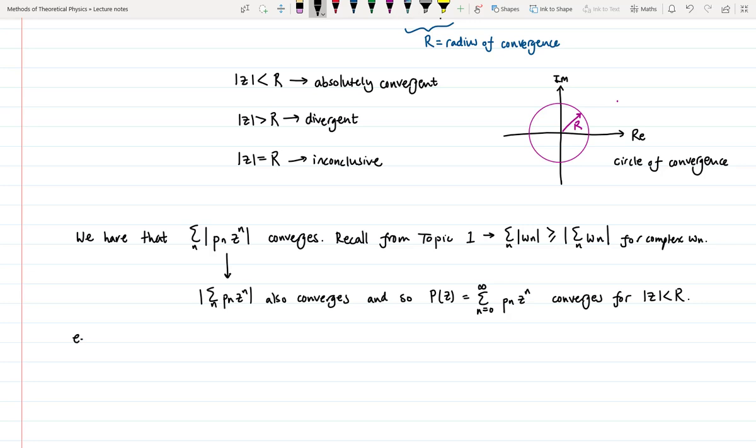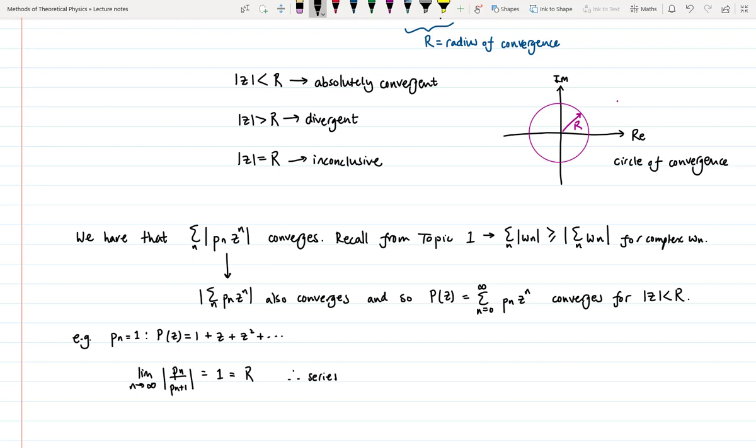We can look at a quick example of this. Let's consider the complex power series where all of the coefficients are 1. In other words, our power series is 1 plus z plus z squared, and so on. If we apply the ratio test, we can find the radius of convergence. The limit as n tends to infinity of the nth over the n plus 1th term is simply 1, which is our radius of convergence.